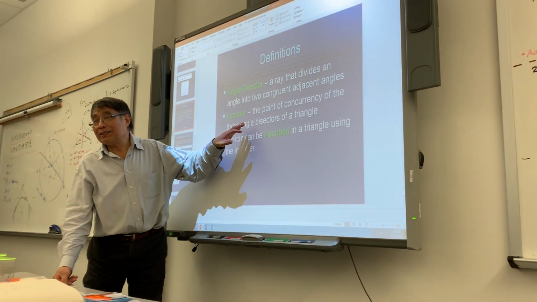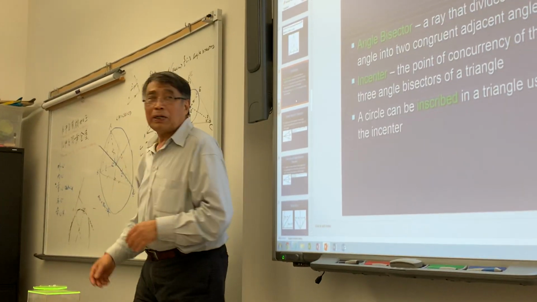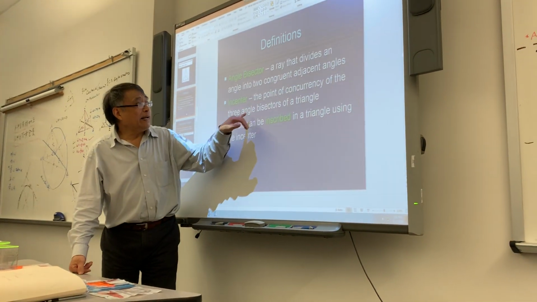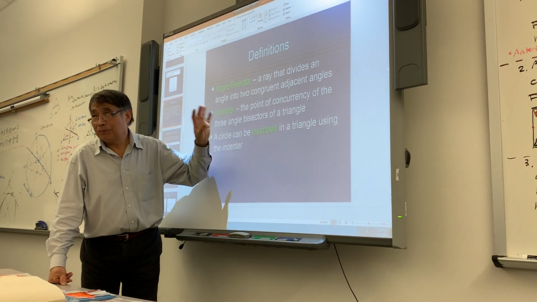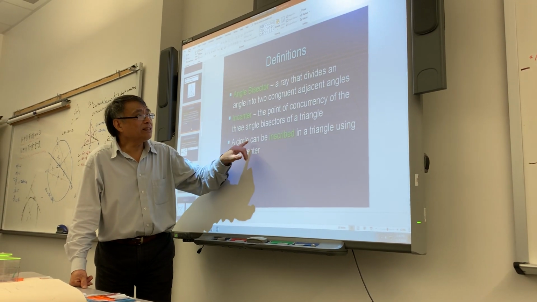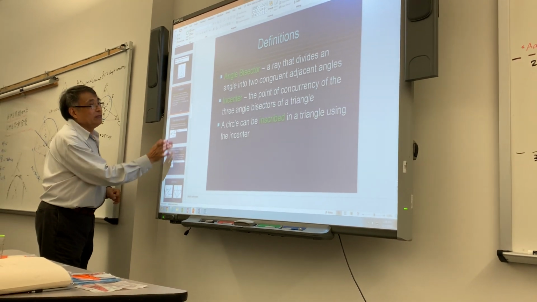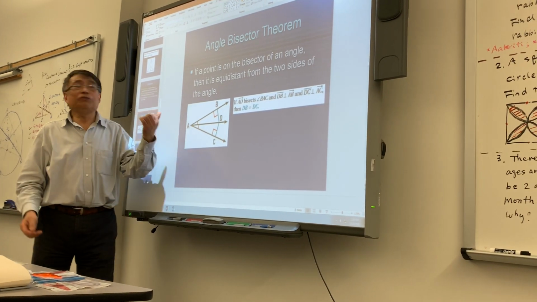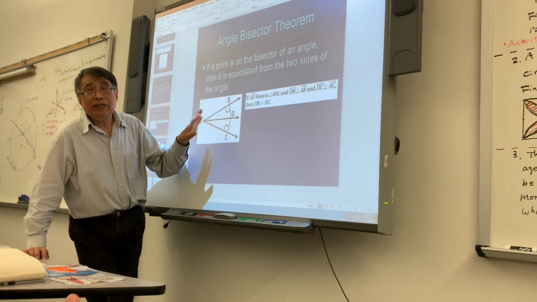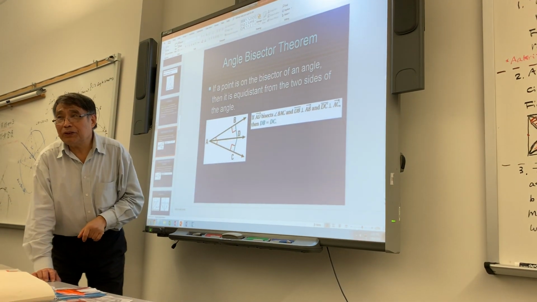The in-center we discussed. This is the in-center. How do we make it? The three angle bisectors are concurrent. A circle can be inscribed in a triangle using the in-center. Now, how to prove it? The angle bisector theorem.